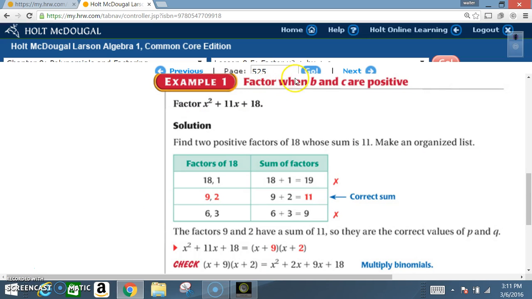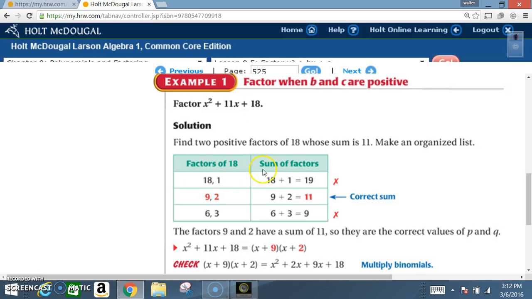Example 1, factor when b and c are positive. Here it wants us to factor x squared plus 11x plus 18. Notice the 11 is positive and the 18 is positive. Solution, find two positive factors of 18 whose sum is 11. Make an organized list. So you write down the factors of 18: 18 and 1, 9 and 2, 6 and 3. At the same time you're getting 18 through multiplication, you want to get 11 through addition.